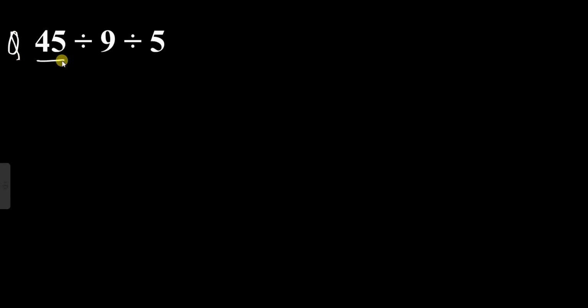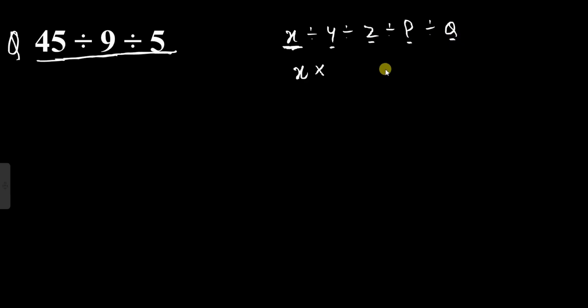Question is 45 divided by 9 divided by 5. Whenever you get a format like this, like x divided by y divided by z divided by d divided by q, the first thing you do is keep the first number as it is, change the division signs to multiplication, and then take the reciprocal of all the remaining numbers.